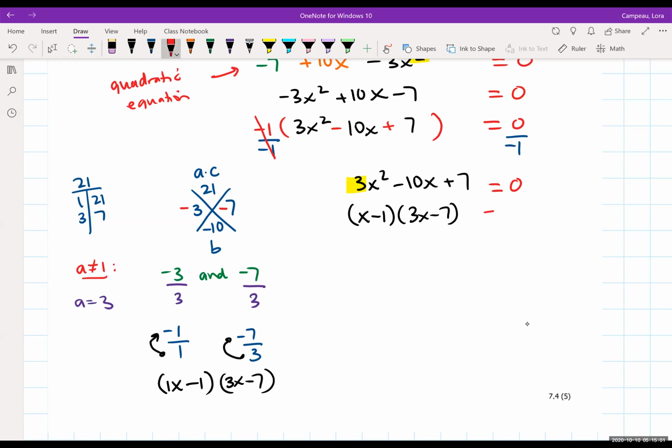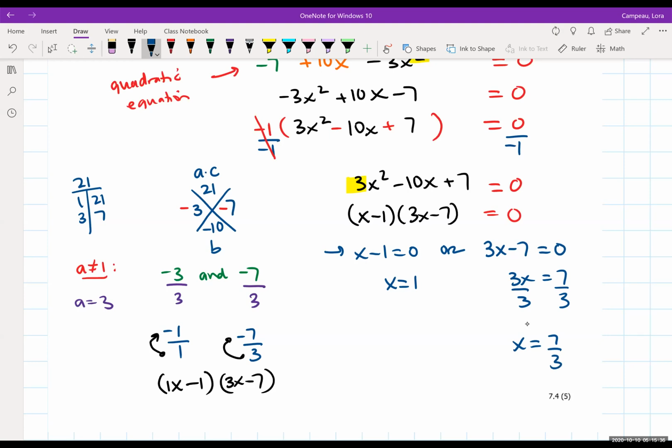And remember, we're still equal to 0. So we are almost there. We just need to solve for x. What we have to do is set each factor equal to 0. I'm sure you've done this many times by now. So I have x minus 1 equals 0, and 3x minus 7 equals 0. And so we do get a value for x. X could equal 1. Or if we move the 7 over, 3x equals 7. Divide both sides by 3. X could equal 7/3.